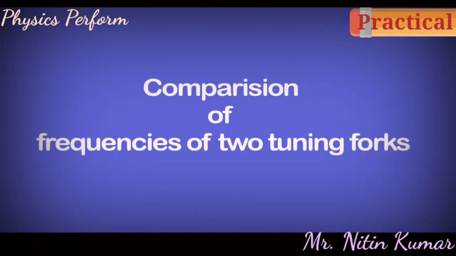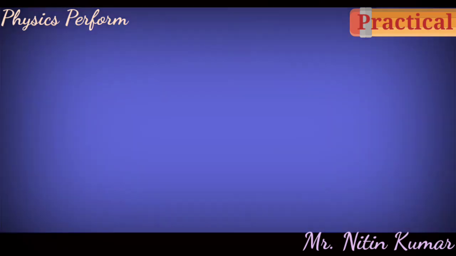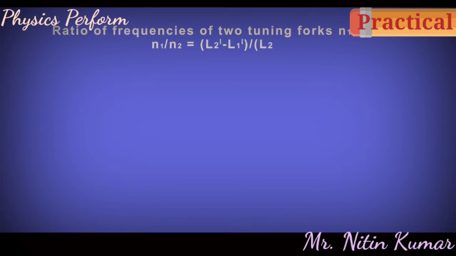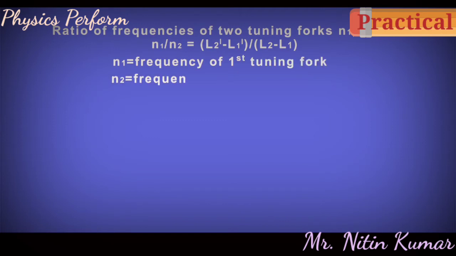Now, let us see how to compare the frequencies of two tuning forks. Ratio of frequencies of two tuning forks N1 and N2: N1 by N2 is equal to L2 dash minus L1 dash divided by L2 minus L1. N1 is equal to frequency of the first tuning fork. N2 is equal to frequency of the second tuning fork.